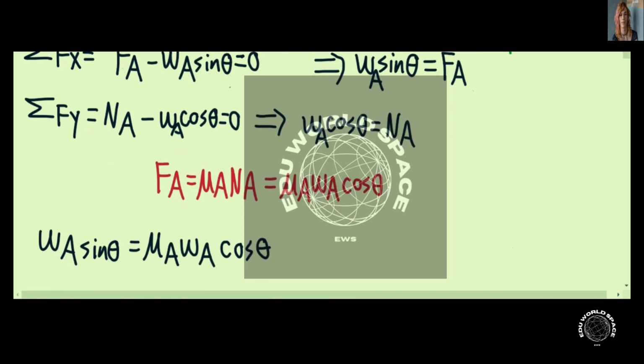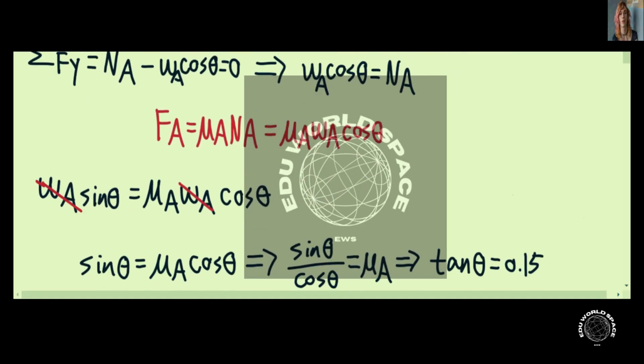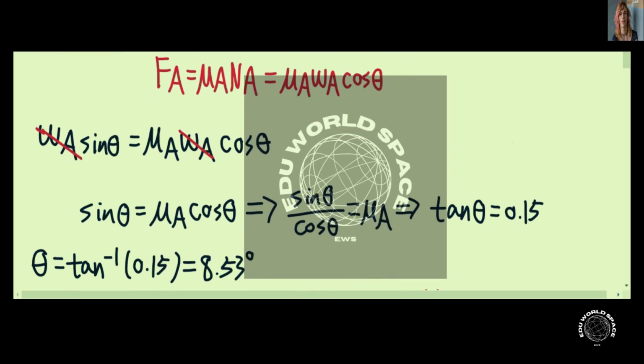And then we know Wa sin theta can be equal to mu A Wa cosine theta. As you can tell, since both sides have Wa, Wa can be cancelled out. This gives us sin theta equals mu A cosine theta, which means that sin theta over cosine theta is equal to mu A. So we have tangent theta equal to 0.15, since mu A is equal to 0.15. Now we can determine angle theta, which is equal to 8.53 degrees.